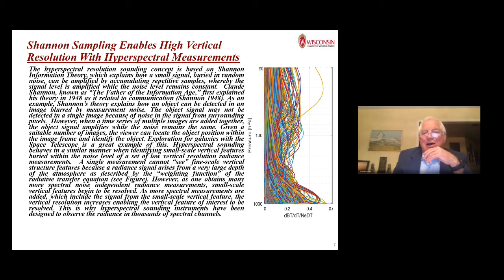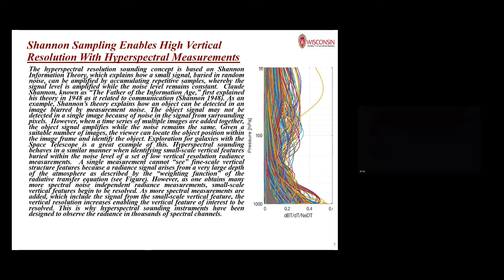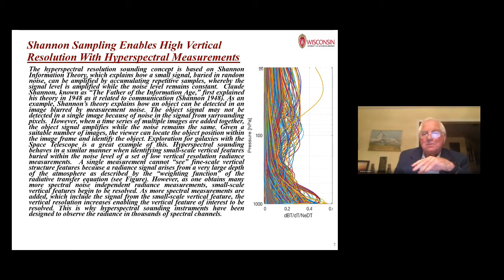But if you take thousands of measurements, as you keep adding more and more spectral data together, you'll start to resolve these fine scale vertical features, because the signal will keep amplifying from all these measurements. An inversion like the tropopause is seen in many, many measurements, and that will be amplified. So this is how Shannon sampling enables hyperspectral sounding to get high resolution.